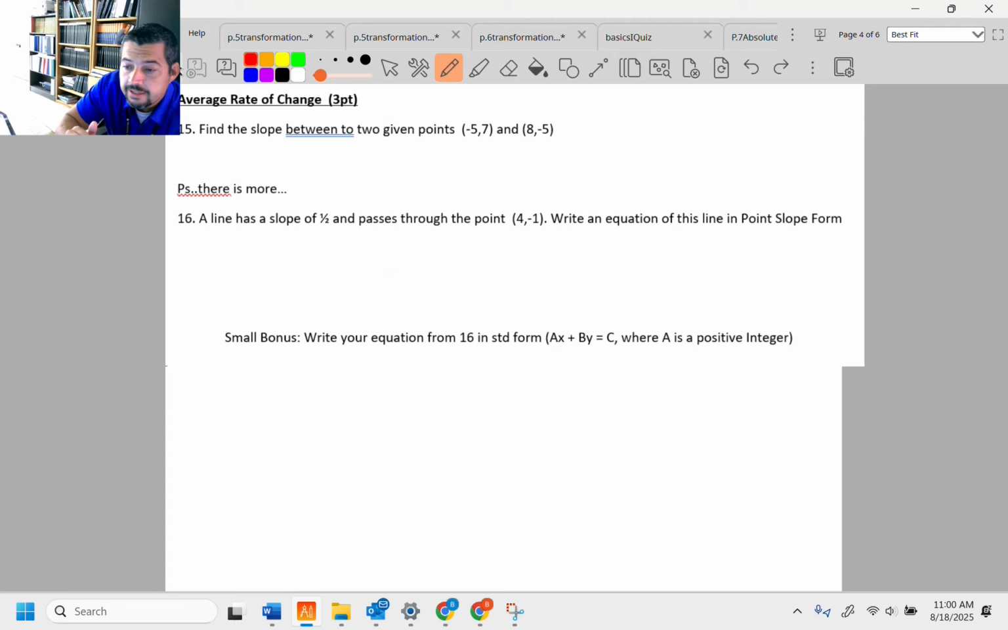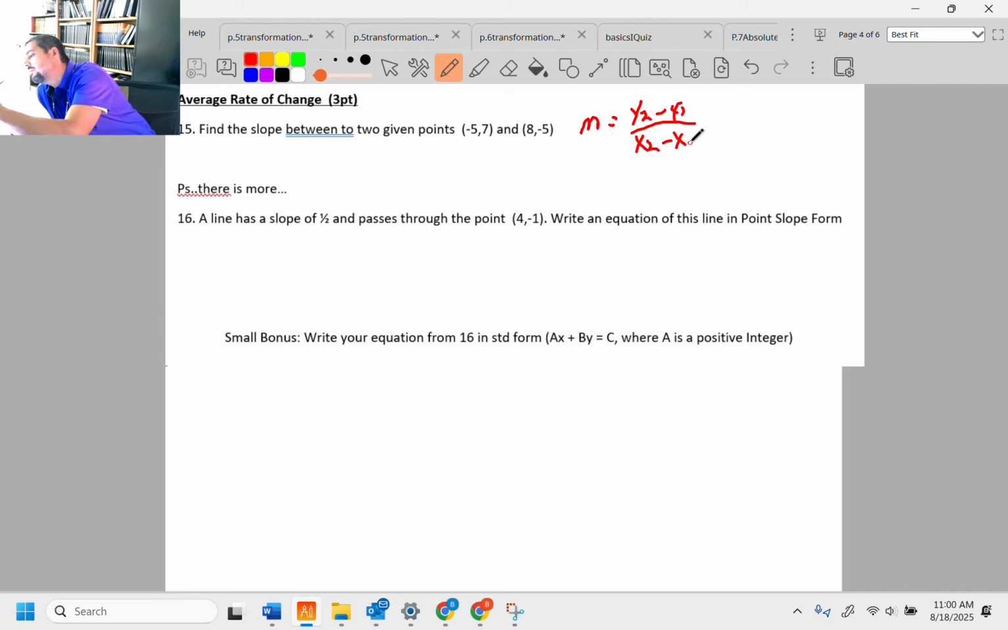15 and 16, the last actual two questions. 15 is find the slope. So your formula for slope, which you've known since you've been in 7th grade, is y2 minus y1 over x2 minus x1. And you are juniors now. This should not be an issue, but some of you are still going off the side and drawing a graph.